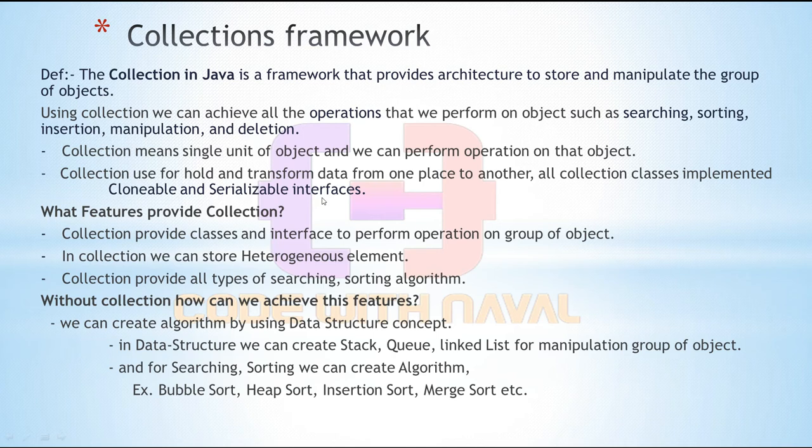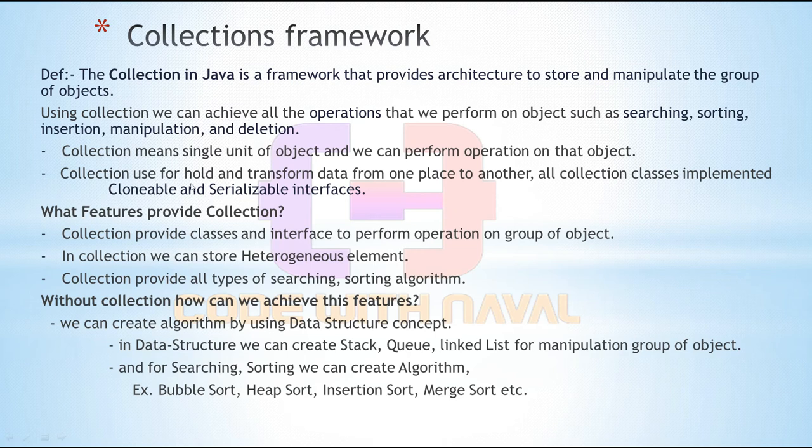Collection is mostly used for holding data. First we hold data, then we transfer data from one class to another. Mostly a collection is used to transfer data from one layer to another layer. We use a DAO layer for getting data from the DB, and we store all that data in one collection and transfer that data to another layer, like the action layer or the service layer. Mostly we use a collection for storing and transferring data.